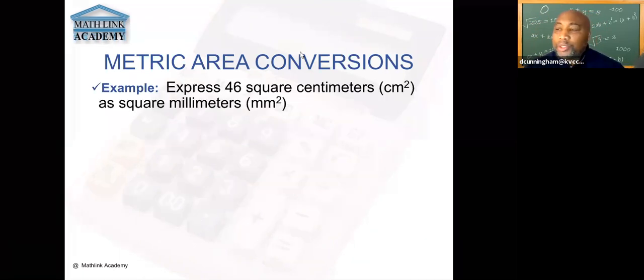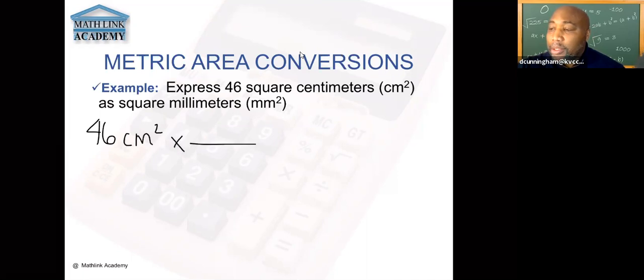Now let's look at this particular example. We want to express 46 square centimeters as square millimeters. So again, I'm going to put down the number that we have here, which is 46 centimeters squared. It's good to put that unit times. Now I'm going to put down centimeter squared here.